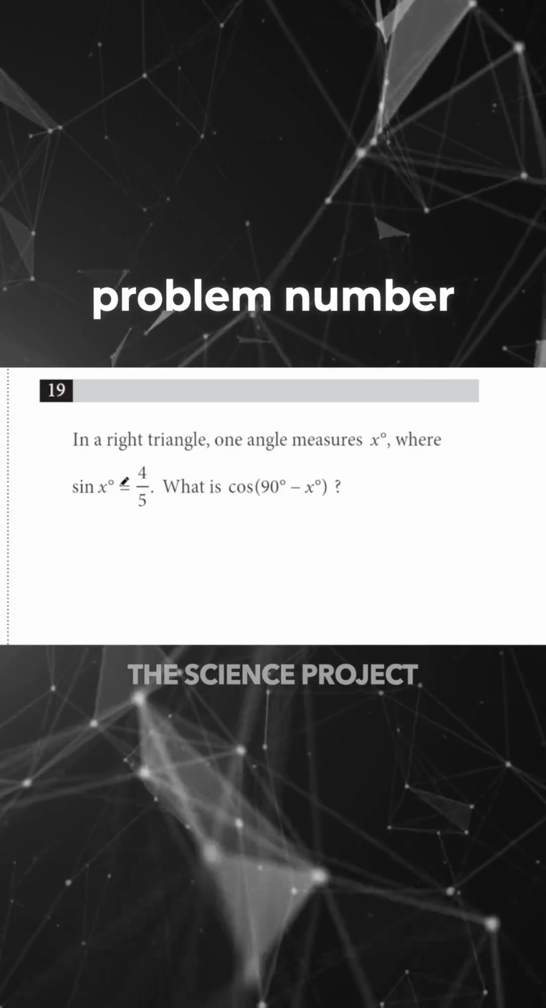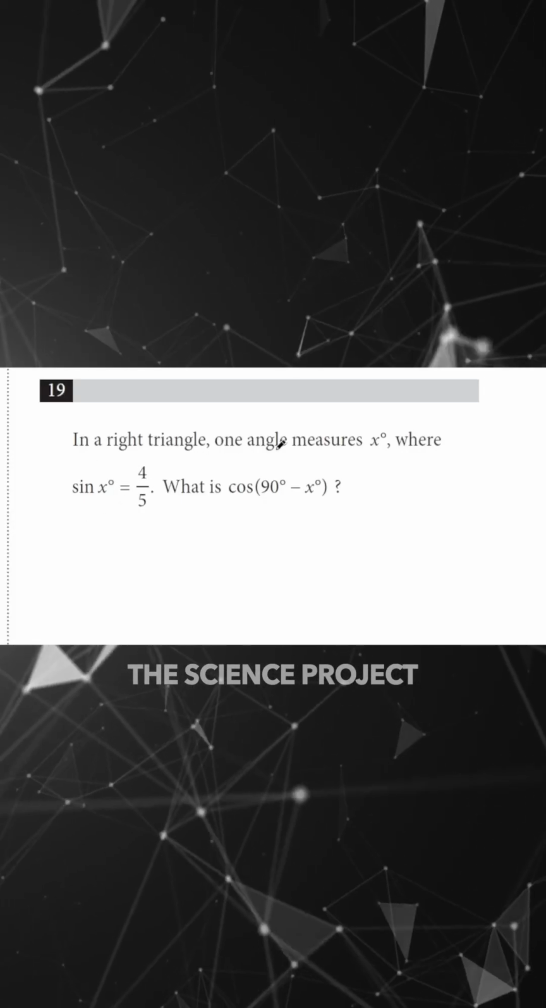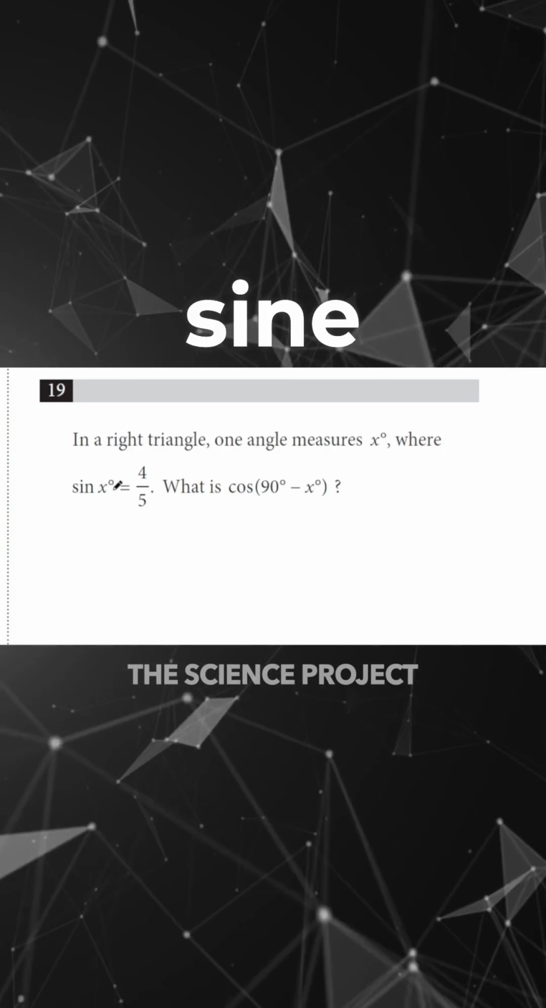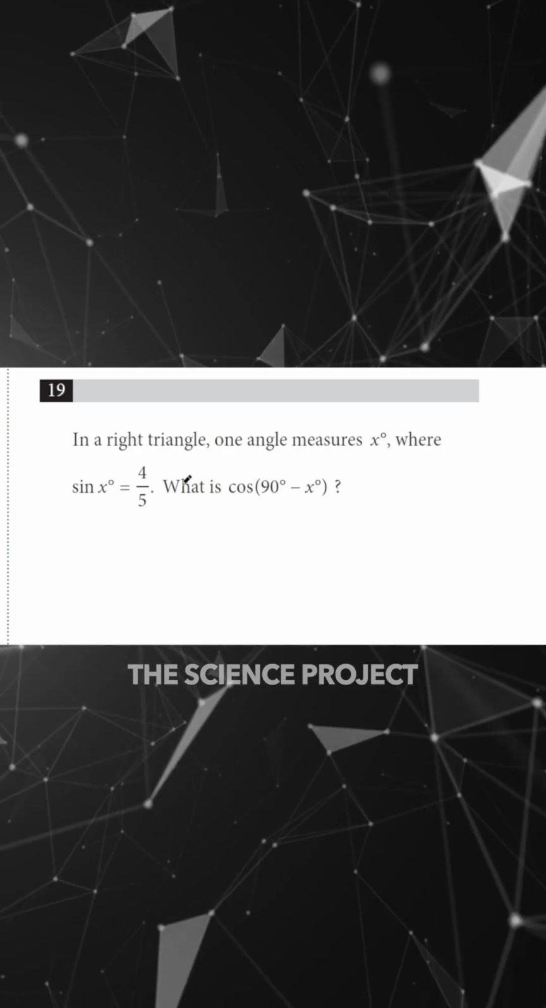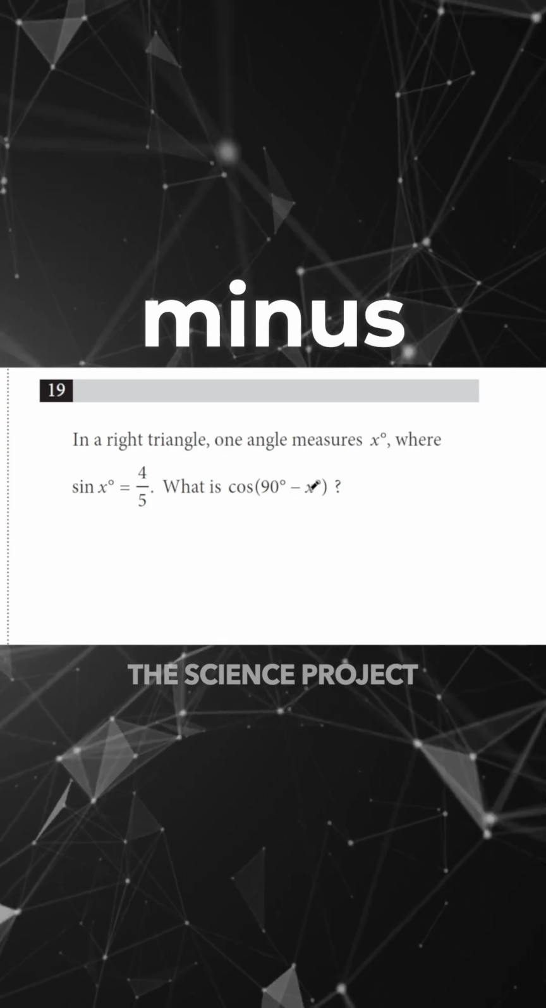SAT Math problem number 19. In a right triangle, one angle measures x degrees where sine of x is equal to 4 over 5. What is cosine of 90 minus x?